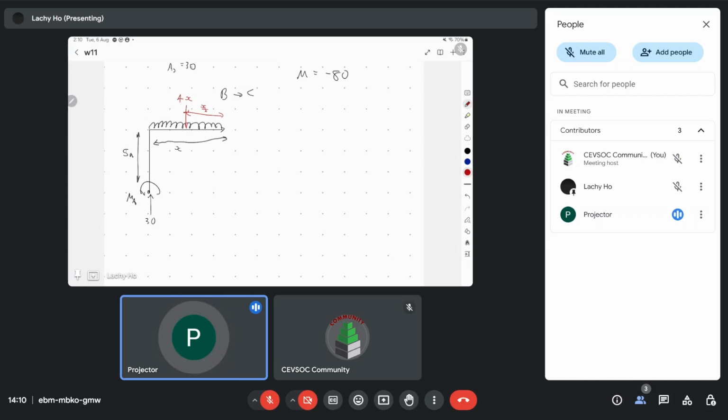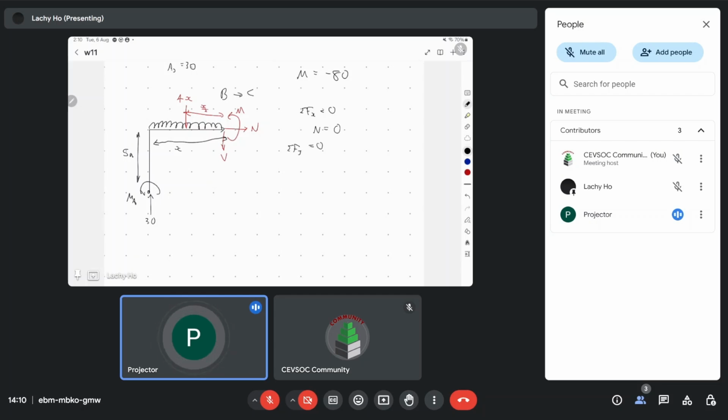And so again, I'm going to draw on my internal reaction forces, which is N, V, and M. Then I'm going to solve this diagram as a whole. Again, sum of the forces in the x direction equals 0. There are no forces in the x direction, so N just equals 0.